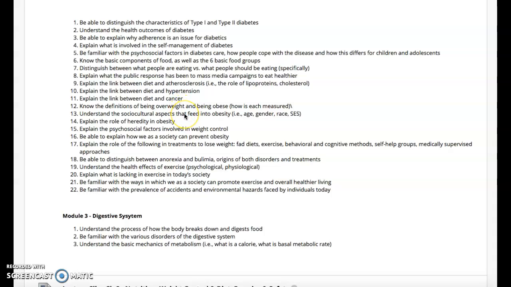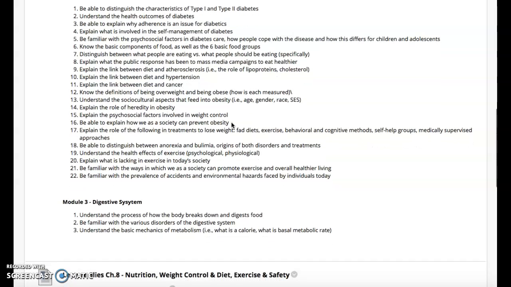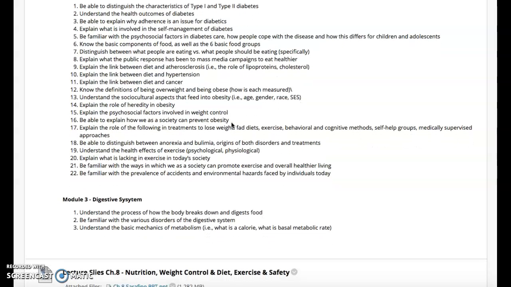You also want to know the definitions of what it means to be overweight. How do we define overweight, and how do we define obesity? How is that measured? And as well as the sociocultural aspects that feed into obesity. So when we talk about sociocultural aspects, we're talking about things like age and gender and race and SES. How do those things moderate the relationship between obesity and illness and health, what might be the role of heredity in obesity, and then what psychosocial factors are involved just in weight control overall.